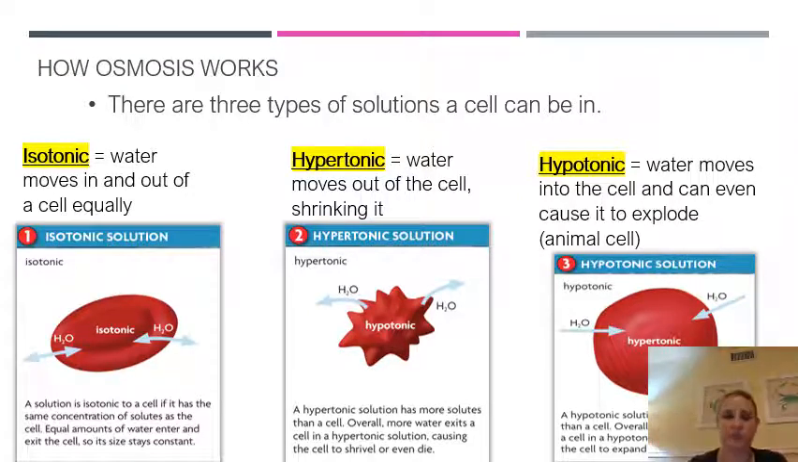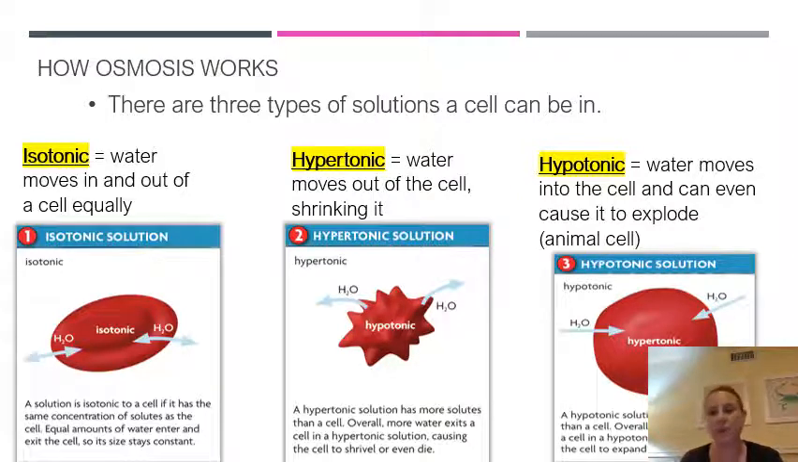So everything's balanced. If you were to put a cell into a hypertonic solution, hyper means a lot, like hyperactive, a lot of energy, right? So hypertonic has a lot of solutes outside of it. So the water is actually going to move out of the cell. So hypertonic makes the cell shrink down and shrivel up. Okay, we don't want that to happen. So what happens is we get really dehydrated. Okay, so water is actually moving out of the cell, making it shrink up really teeny tiny.